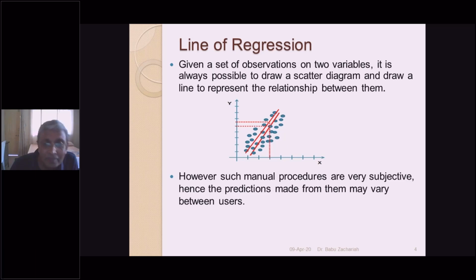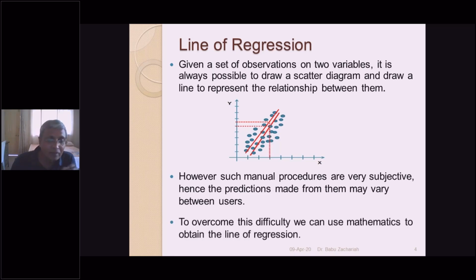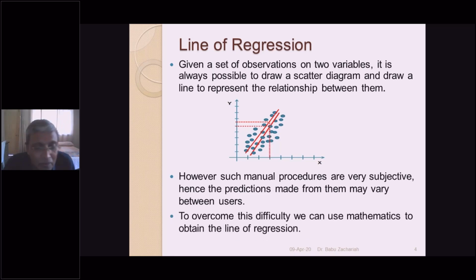So to overcome this difficulty, we will use a mathematical procedure, because mathematics has standard procedures which will not give way to subjectivity. That's what I have written as the last point. To overcome this difficulty, we can use mathematics to obtain the line of regression.